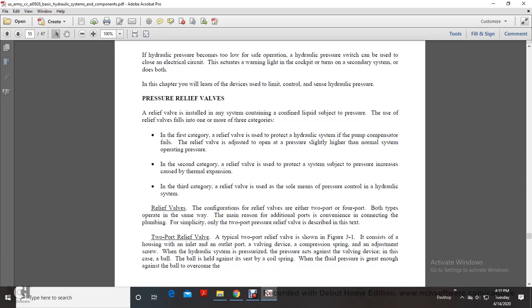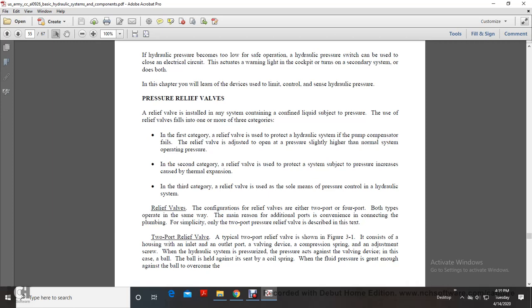Second category, the relief valve is used to protect a system subject to pressure increase because of thermal expansion. In the third category, the relief valve is used as the sole means of pressure control of the hydraulic system. Relief valve configurations come in either 2-port or 4-port. Both types operate in the same way. The main reason for the additional ports is convenience of the connection for the plumbing.